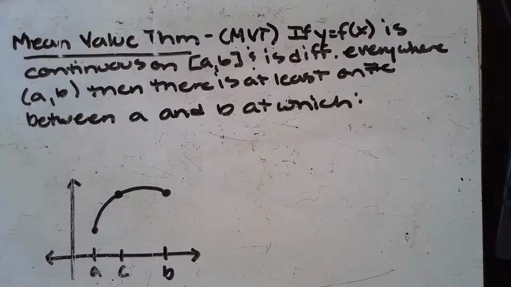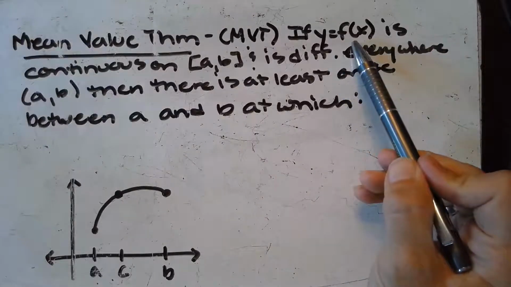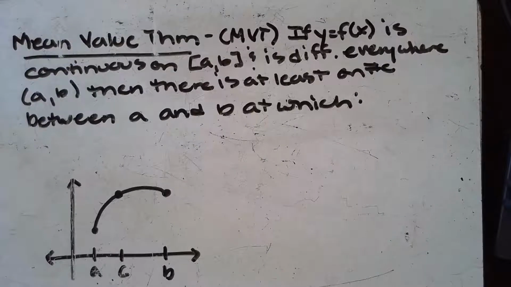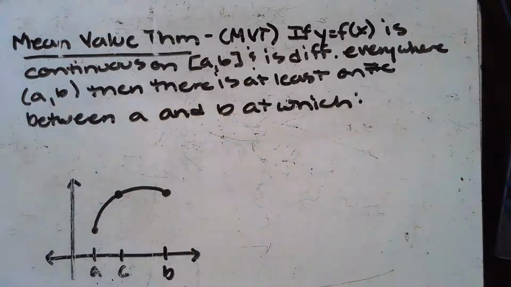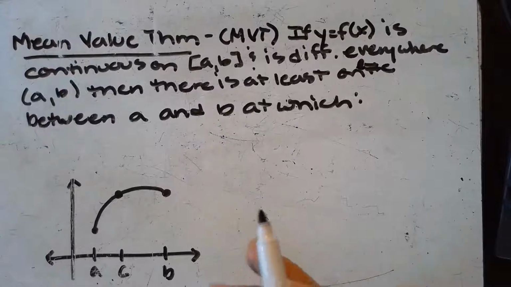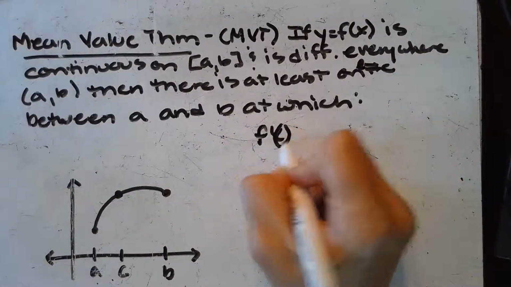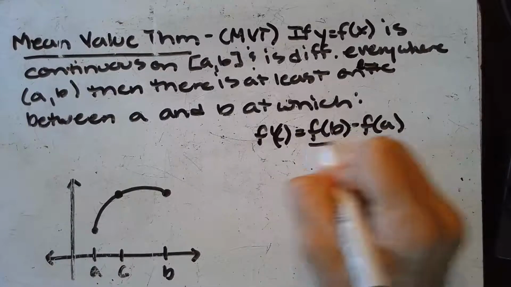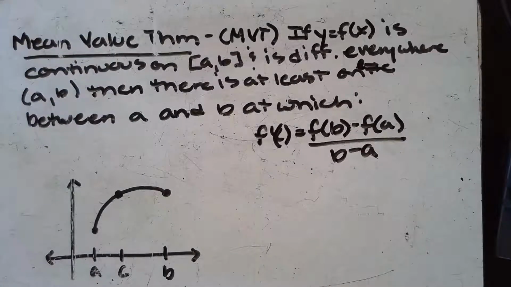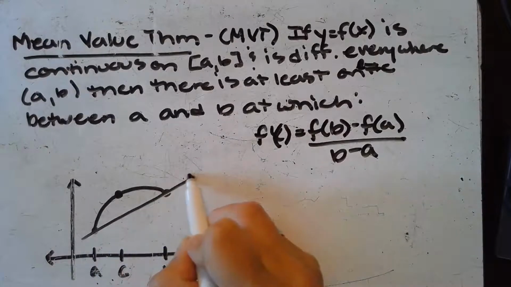If you notice in each one of these graphs, if y equals f of x is continuous on the closed interval of a to b and is differentiable everywhere on the open interval, so it doesn't have to be at the endpoints, then there is at least, let's just say, one number, c, between a and b, at which f prime of c equals, and you saw us do this, f of b minus f of a over b minus a. All right, and let's go through this again. Basically, you have a secant line.